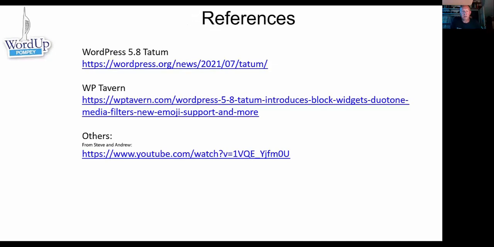Here are a couple of links from WordPress.org itself, which is going to read all about the new version of WordPress 5.8 Tatum, and there's something from WP Tavern which also covered new emoji support, which we missed, and therefore there might be a few other different things. And then Steve and Andrew both forwarded me this video about how to test the performance. I did one about the Wordfence introduction to 5.8.